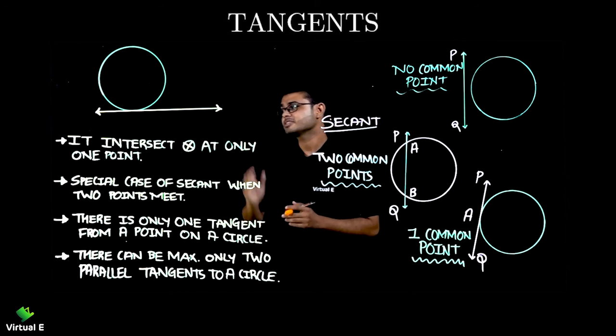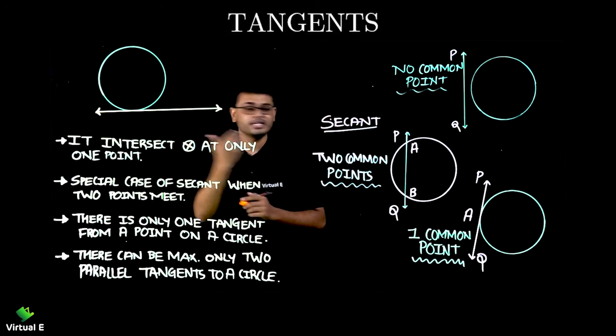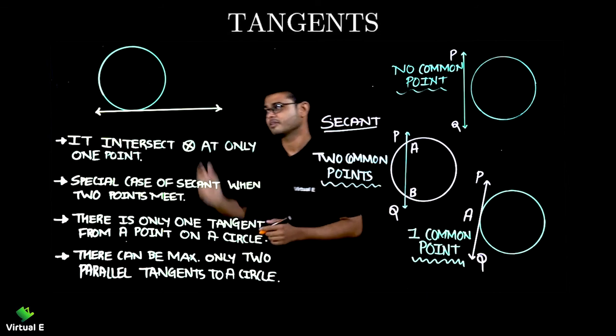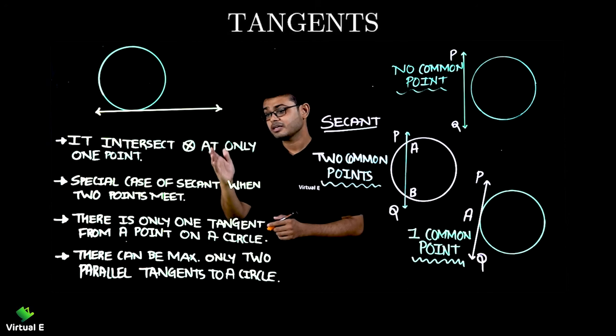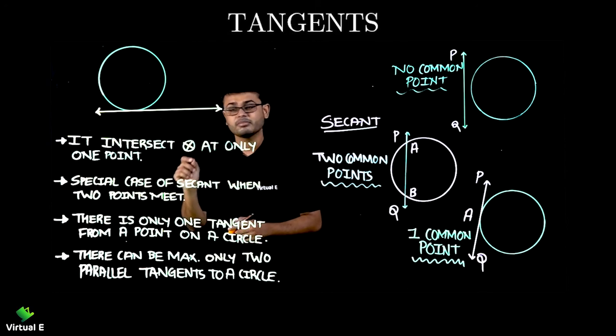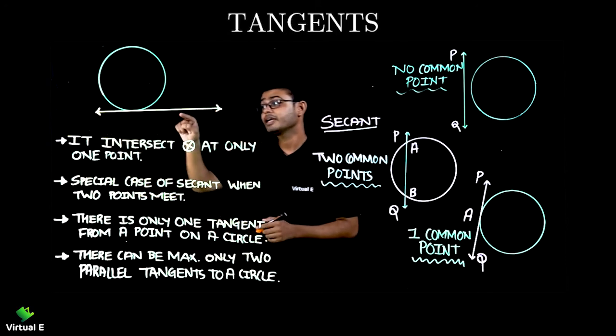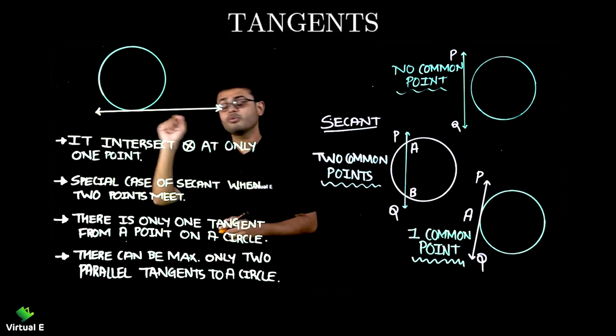Let's learn a few properties of the tangent. So I have drawn the same tangent over here for another purpose. Let's start with the properties. It intersects the circle at only one point. Remember, if I am drawing one tangent, it will touch at only one point.